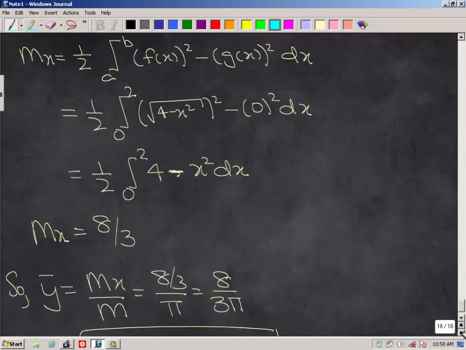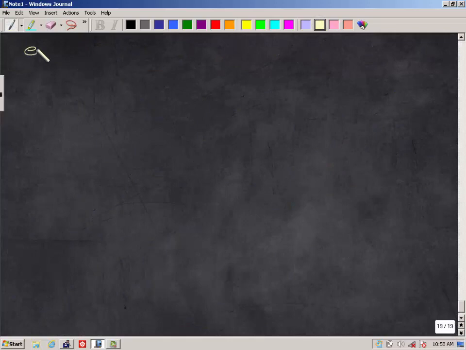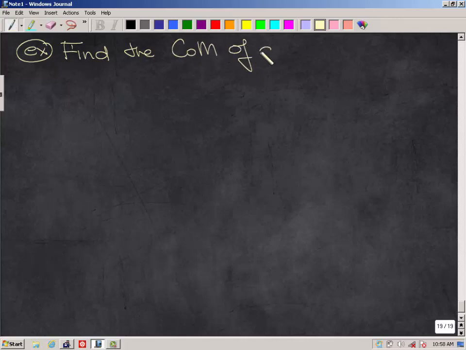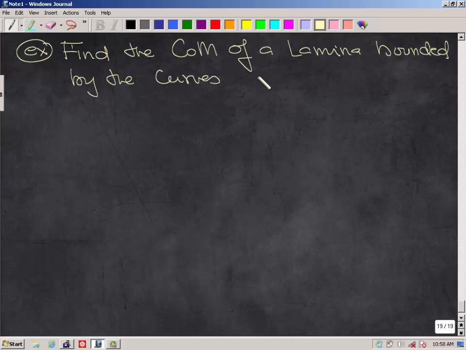I'll do one example which is not on the axis of symmetry, so at least you get to see something different. Let's say I have a lamina. Find the center of mass of a lamina bounded by the curves y equals x minus 1 and y equals 1 minus x squared.